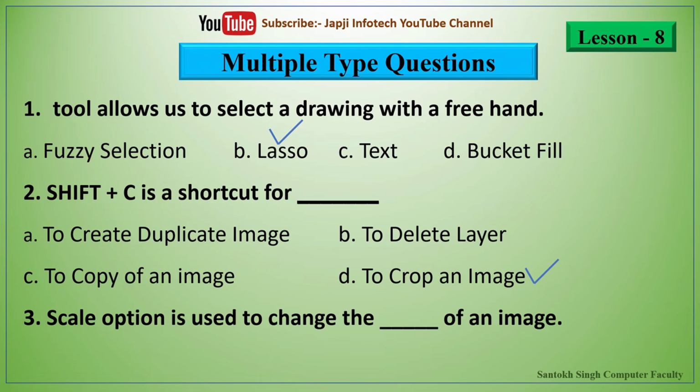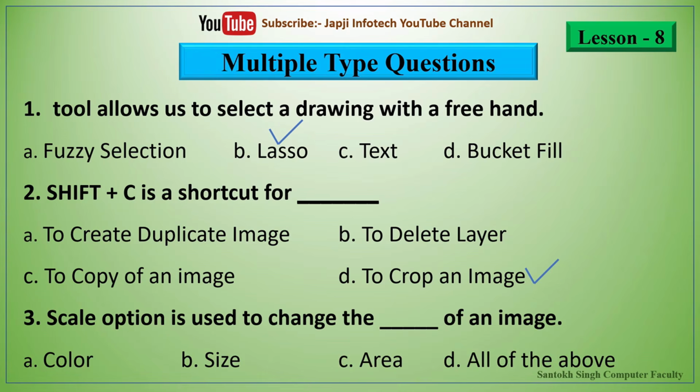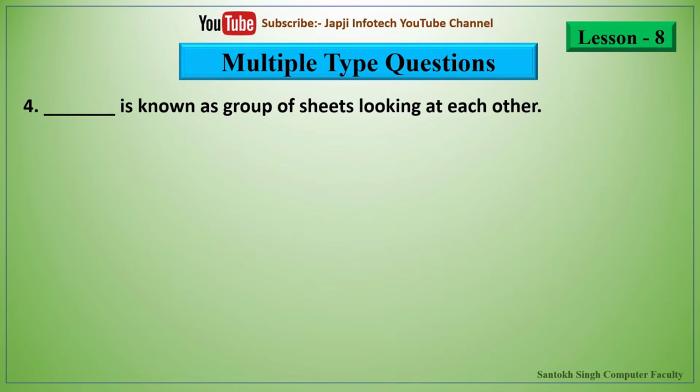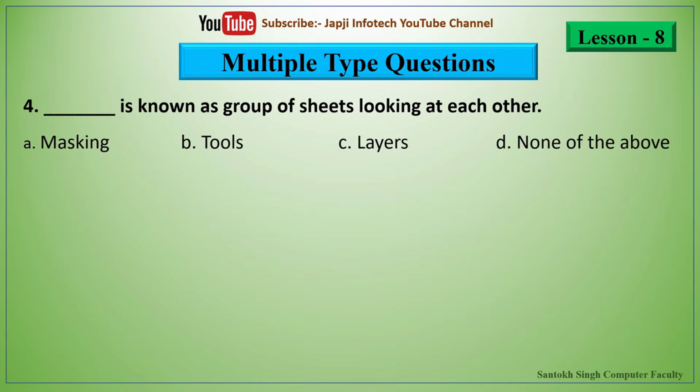And the third one is scale option is used to change the dash of an image, and the options are color, size, area, or all of the above. And the right answer is scale option is used to change the size of an image. And the fourth one is dash is known as group of sheets looking at each other, and the options are masking, tools, layers, or none of the above. And the right answer is layers is known as group of sheets looking at each other.